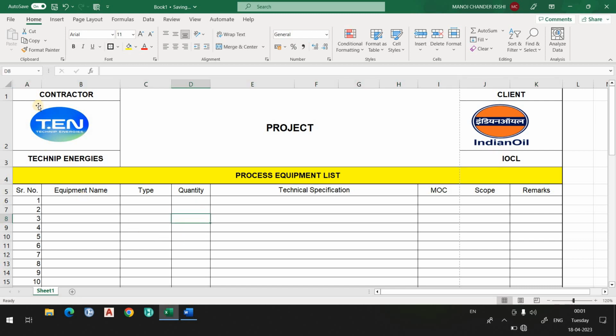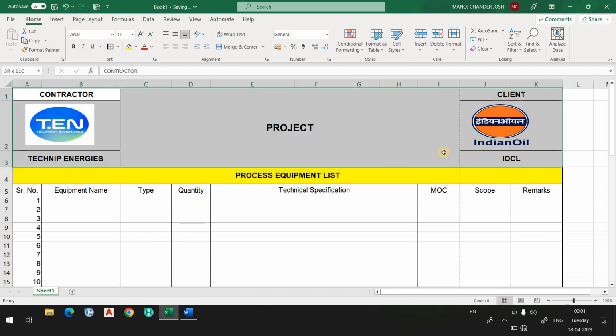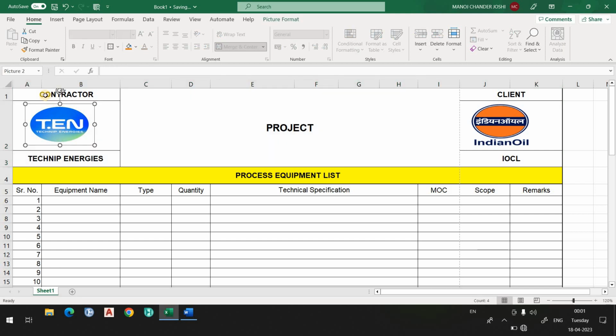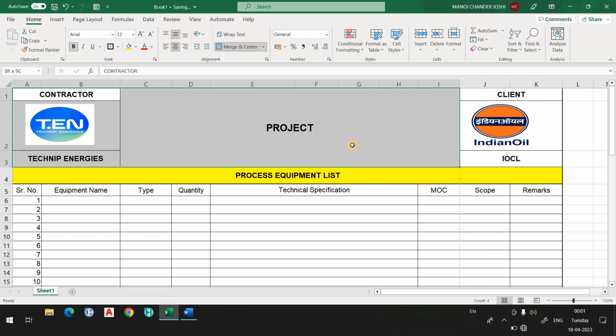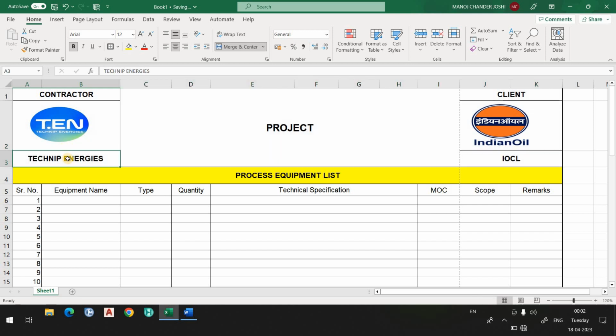Here you can see this is my header. Let's suppose there is one contractor, for example Technip Energies, and the client is IOCL. Both logos I have taken from the official websites of IOCL and Technip, and the logos and names are used for reference and study purposes only. As you know, Technip Energies is one of the best companies in the EPC field, and everyone knows about IOCL.